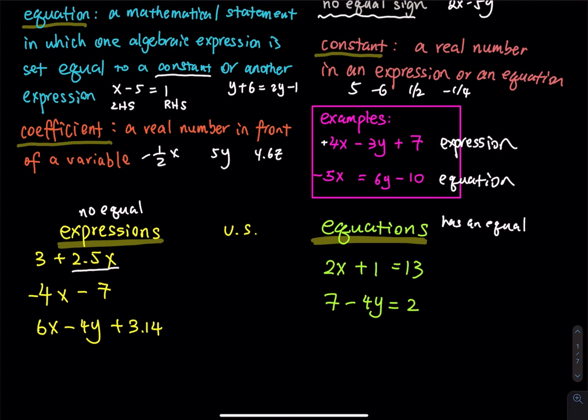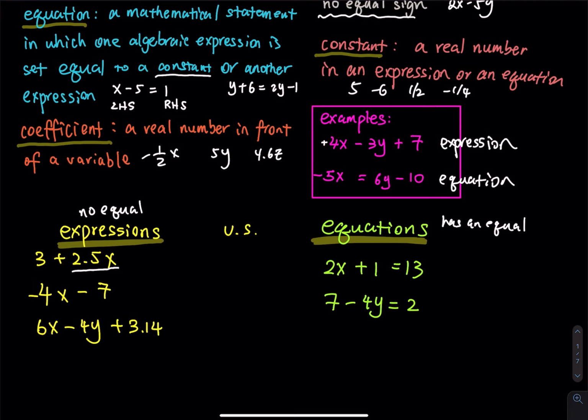Let's go to the equations. First one, 2x plus 1 equals 13. There are two constants, 1 and 13. There is one algebraic term, 2x. And there is one variable, x. There is one coefficient, 2. The next line, 7 minus 4y equals negative 2. Two constants, 7 and 2. One algebraic term, negative 4y. One variable, y. One coefficient, negative 4. It is just that simple.